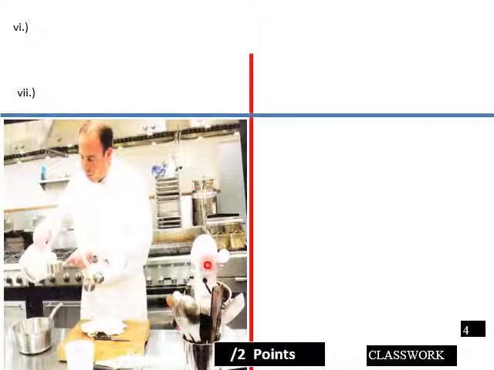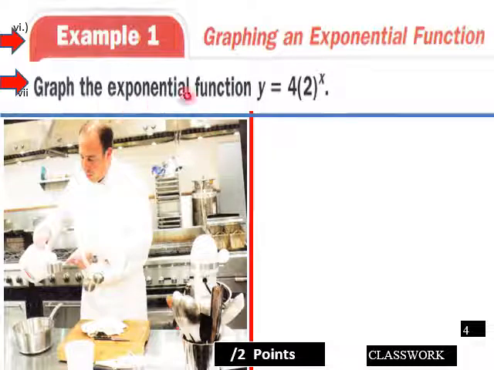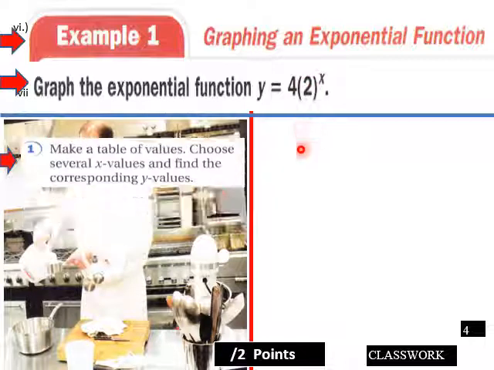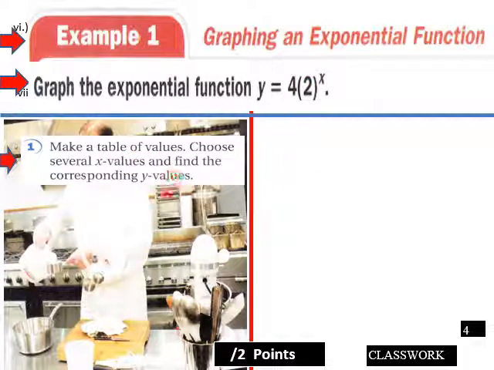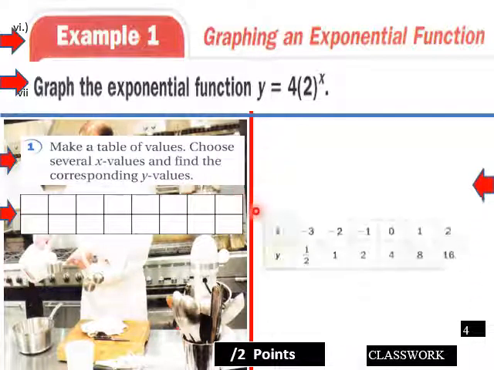Okay, into our first example here. Graphing an exponential function. Graph this exponential function y equals 4 times 2 to the x. So make a table of values, choose several x values, and then find the corresponding y values. Here's our table. So what do we do with that?